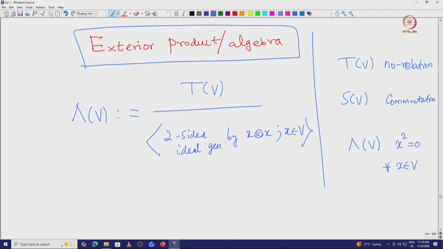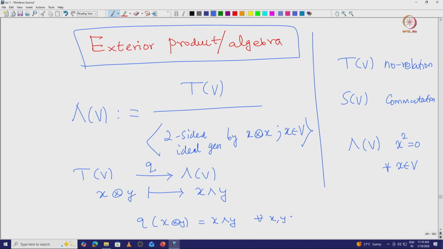And we usually denote the image of this x tensor y in lambda V as x wedge y. So let us say we have this quotient map, maybe call it Q, to lambda V, and Q of x tensor y is usually denoted by x wedge y for all x, y in capital V. So we can also talk about k-fold products.